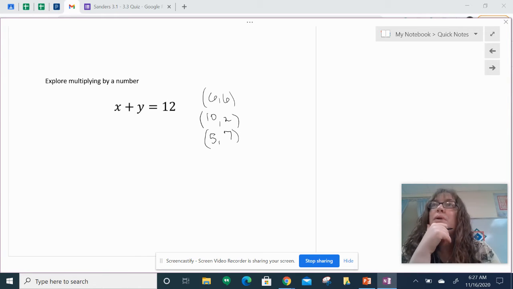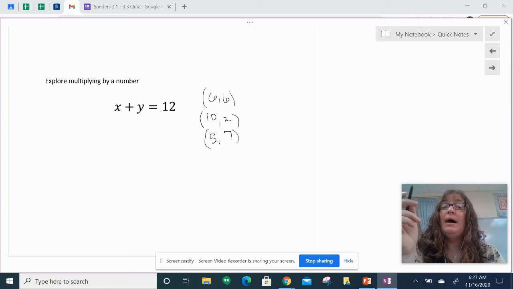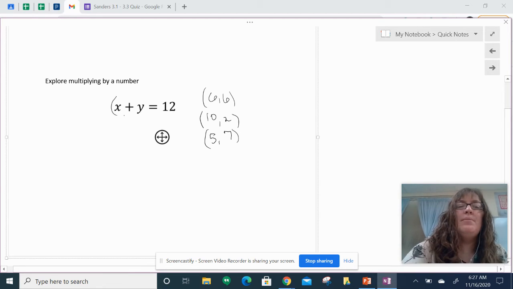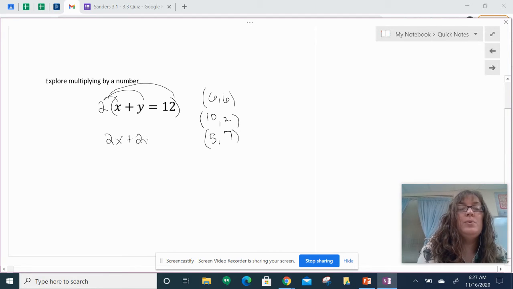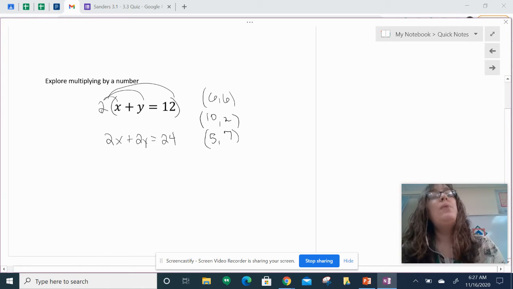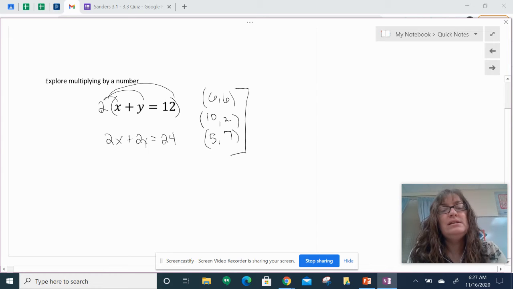All right, here's what I want us to think about. If these are all values that satisfy this equation, I want us to look at what happens if I multiply this equation by a number. So for instance, what if I multiply this whole equation by 2? I would end up with 2 times x, which is 2x, 2 times y, which is 2y, and 2 times 12, which is 24. Now my question to you is, do these same values still work in this new equation that we've written?